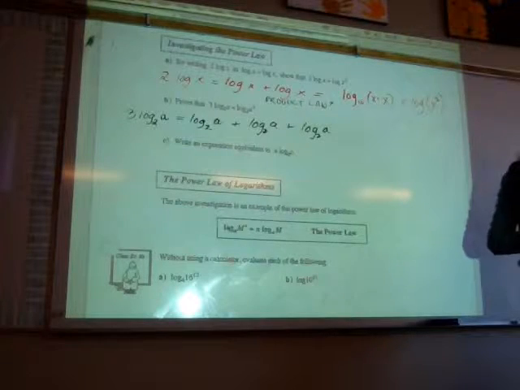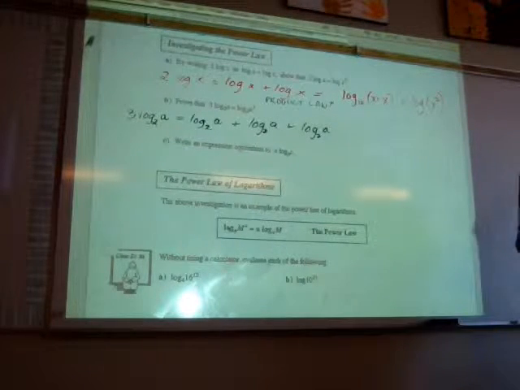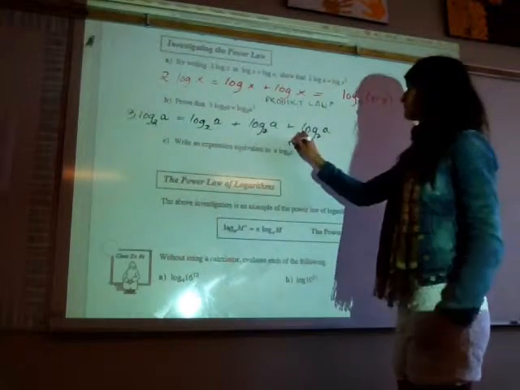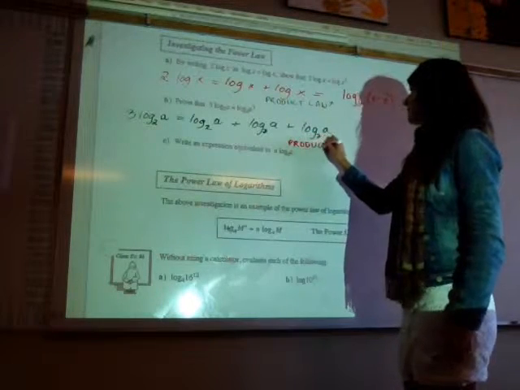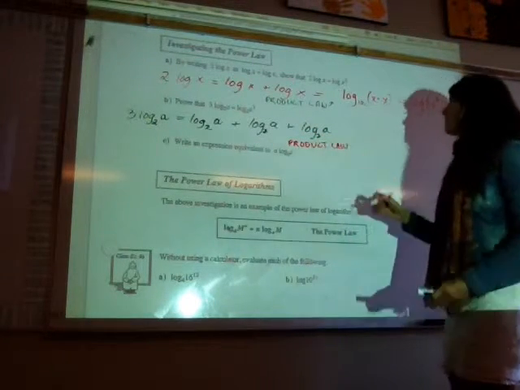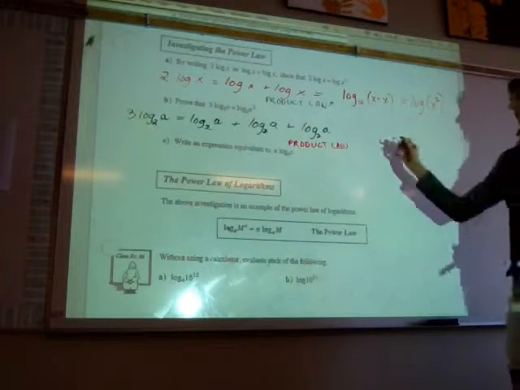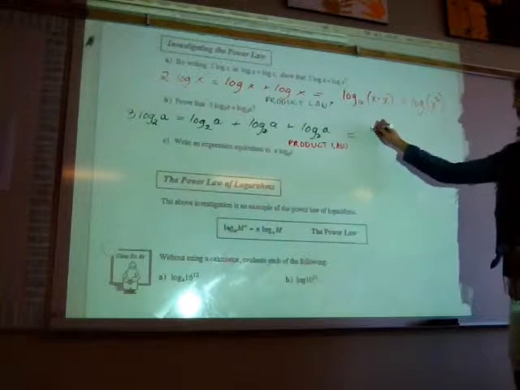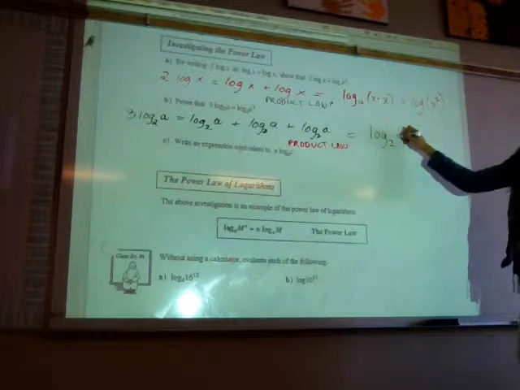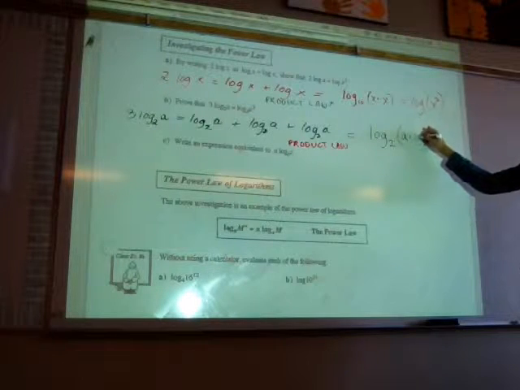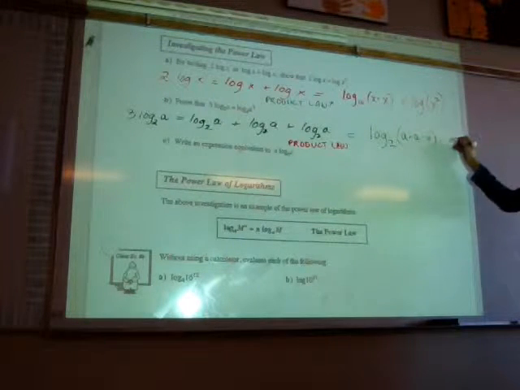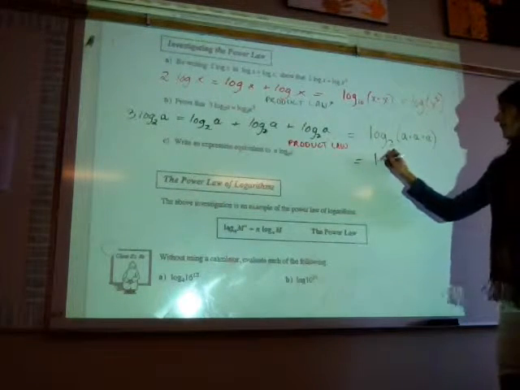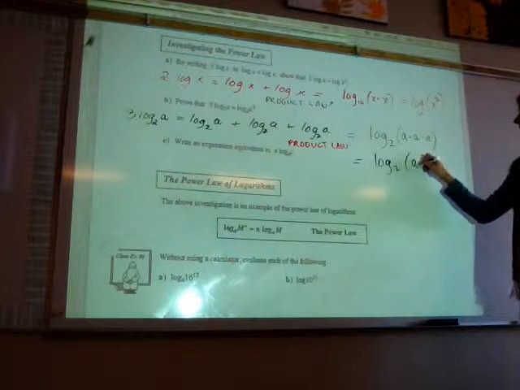They have the same base, they're all logarithms, so we can apply the product law. And if we apply the product law, we just multiply all the arguments. So we have log base 2, and then a times a times a. So we get log base 2 of a cubed.